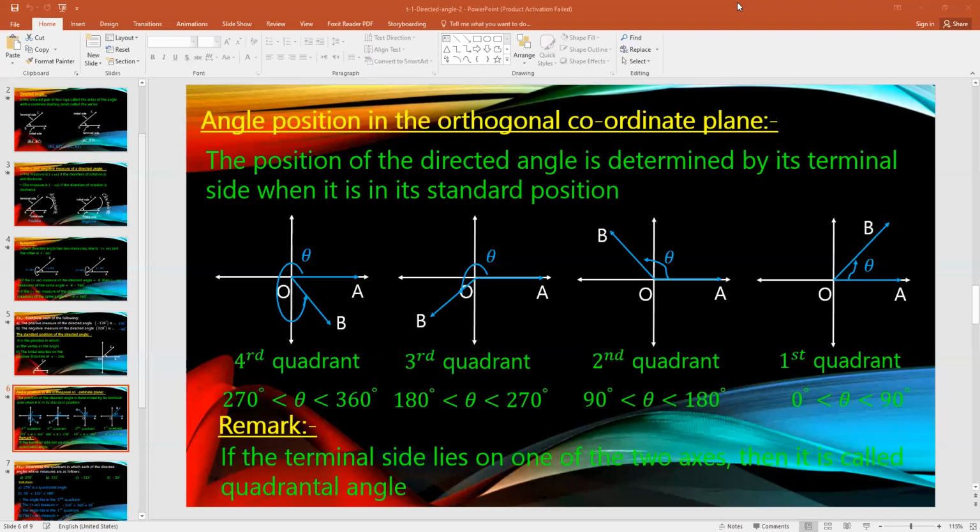The last one, negative 20. I have here a negative angle. I will find the positive angle by adding 360. Add 360 to negative 20, it will be 340. 340 is in the fourth quadrant.